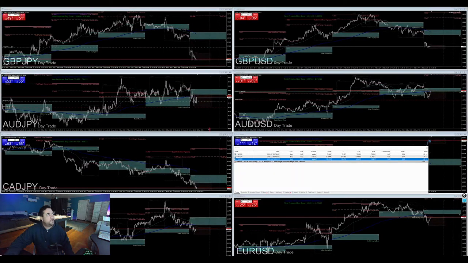Just taking a quick update here. Our day trade from the other day is pretty much break even on both the Australian dollar and the Australian yen, and a drawdown on the CAD yen for swing trade. That gap just has not filled. It's a pretty big one.